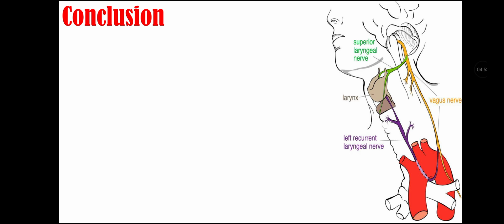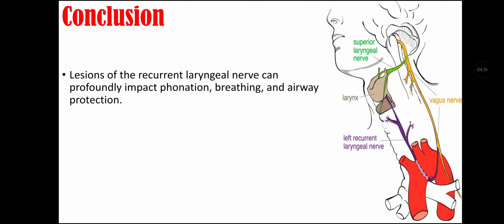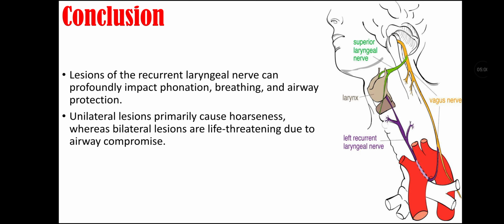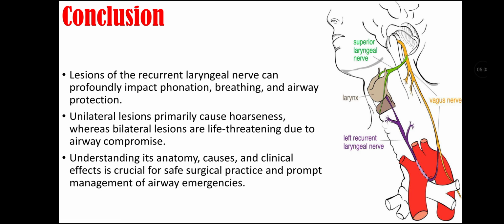Conclusion of this lecture video. Lesions of recurrent laryngeal nerve can profoundly impact phonation, breathing, and airway protection. Unilateral lesions primarily cause hoarseness, whereas bilateral lesions are life-threatening due to airway compromise. Understanding its anatomy, causes, and clinical effect is crucial for safe surgical practice and prompt management of airway emergencies.